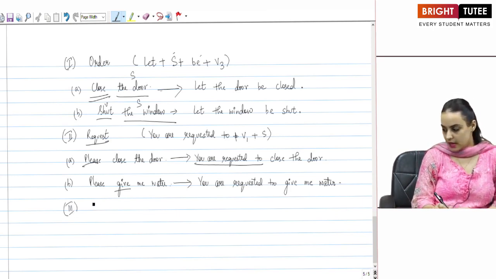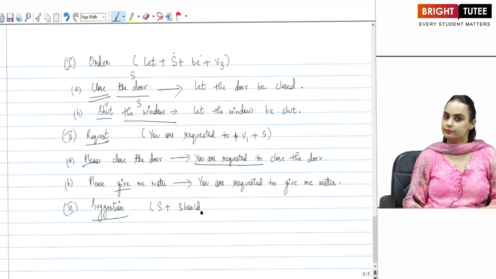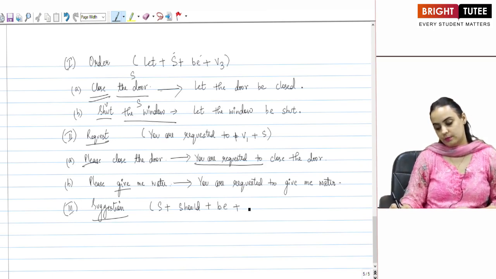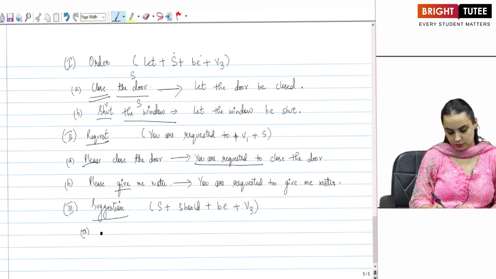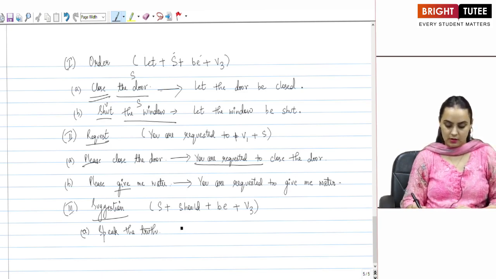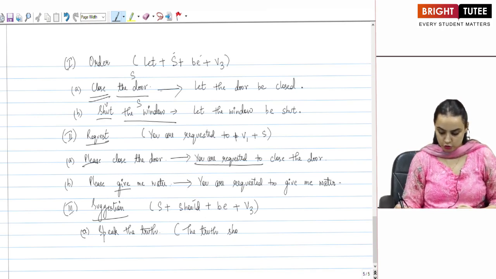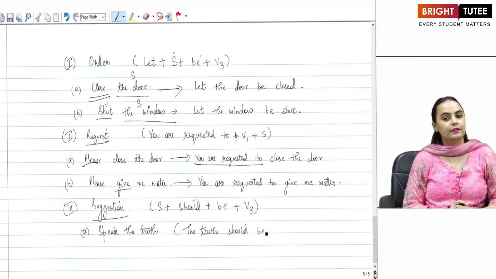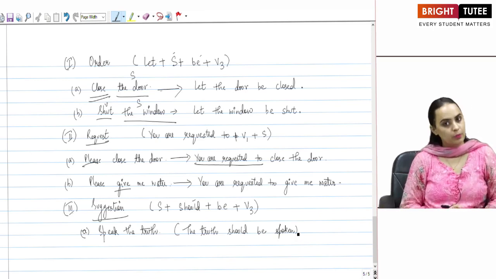Next, we have a suggestion. How do we change a suggestion? Subject plus should plus be plus third form of the verb. For example, speak the truth. What is my subject? The truth. What do I have to write next? Should be, and third form of the word is speak, which becomes spoken. So the truth should be spoken.